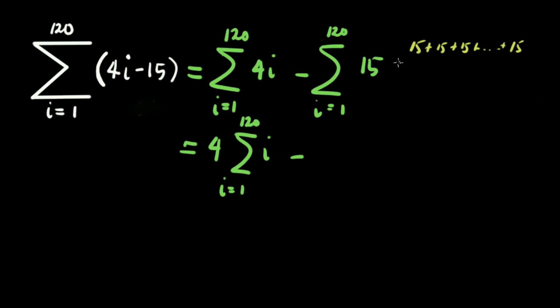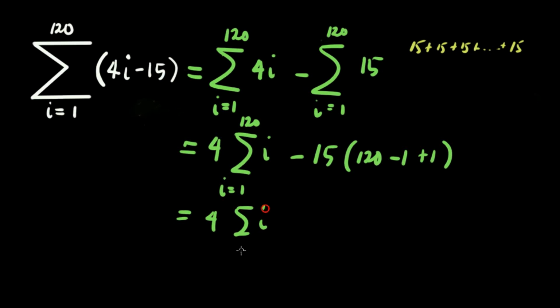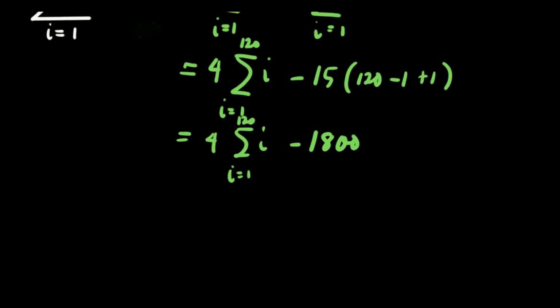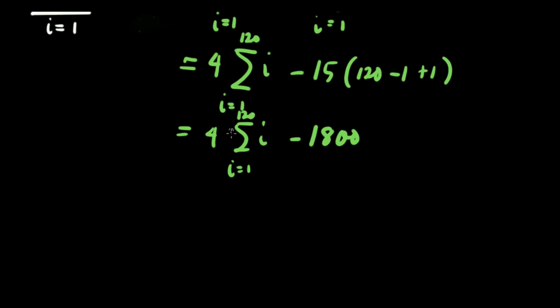So how many times is that? Now from property number 3, that's equivalent to 15 times the upper bound minus the lower bound plus 1. So 120 minus 1 plus 1. Okay? So basically this is 120. And this is equivalent to 4 times the summation of i as i runs from 1 to 120 minus 15 times 120. 15 times 120 is 1,800. And then ang problema na lang natin is on this part.